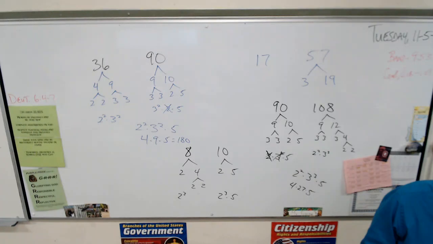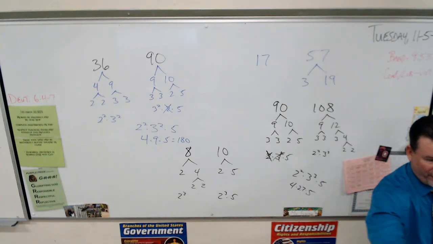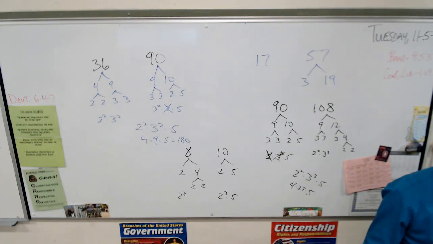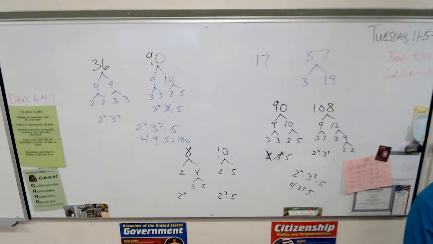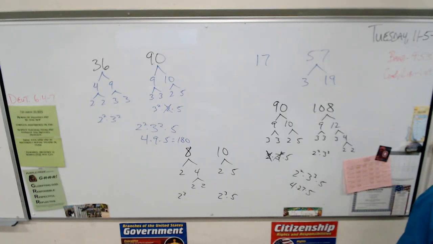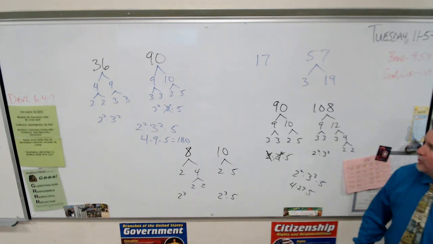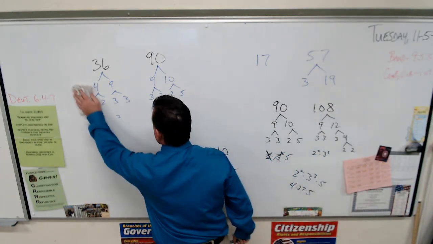125 and 500. Before we start this, what is it? I want you to be able to look at 125 and 500 and tell me what it is before you even start. 500, because I want you to recognize that 125 goes into 500. Okay, prime factors of 125 and 500.